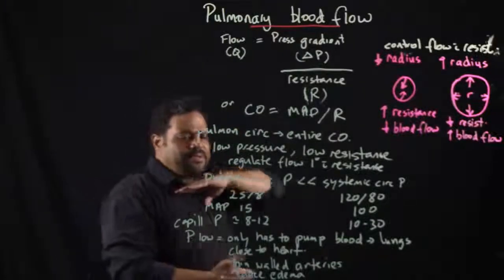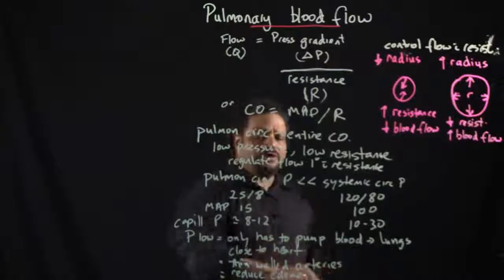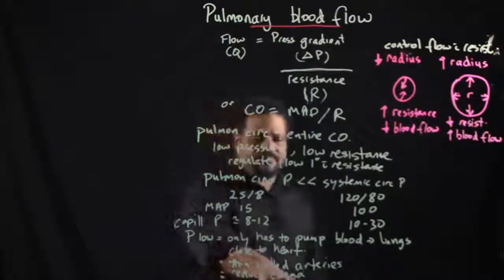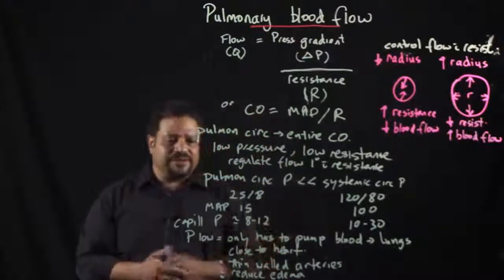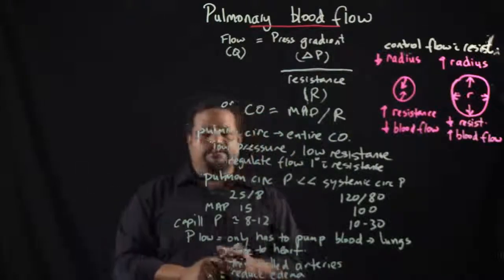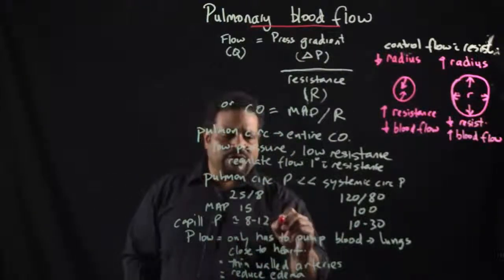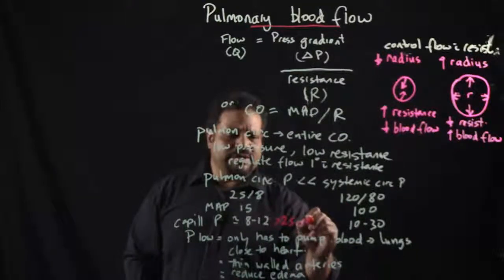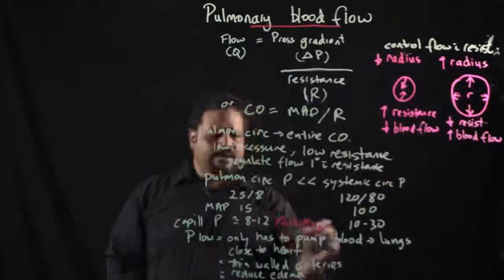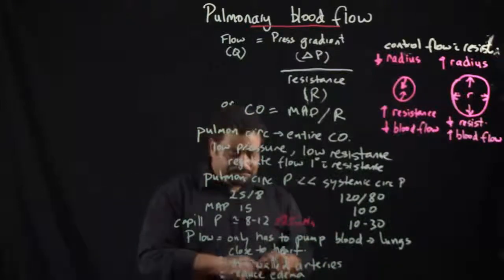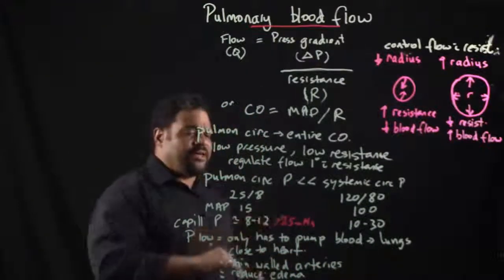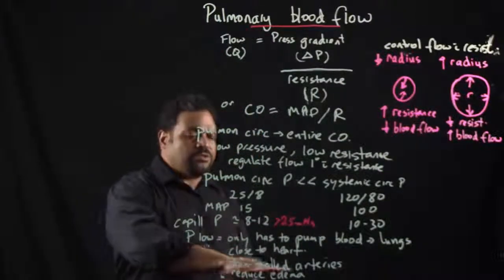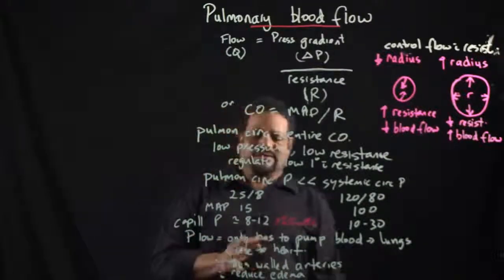Okay, and because that pressure is low, we're going to have thin wall arteries, and that low pressure will also reduce edema. So there's a safety factor in the capillaries where you basically don't want to go greater than 25 millimeters of mercury in the lungs, in those capillaries. Otherwise, you're going to get edema. So having this low capillary pressure also reduces the probability of getting edema.